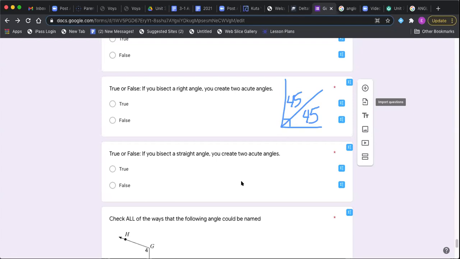The next one down, if you bisect a straight angle. So remember, a straight angle looks literally just like that. Looks like a straight line. It's a full 180 degrees. So if I bisect it, that means I'm cutting it exactly in half. If it was 180 and I cut it in half, aren't these now both 90s? So did I create 2 acute angles? No, I didn't. That's false. I created 2 right angles.